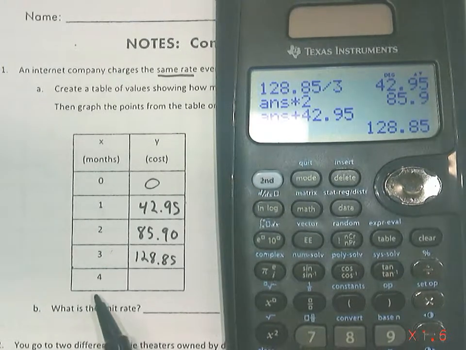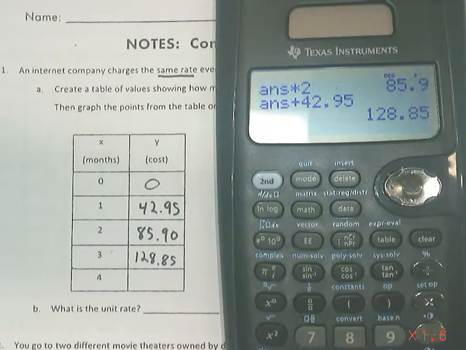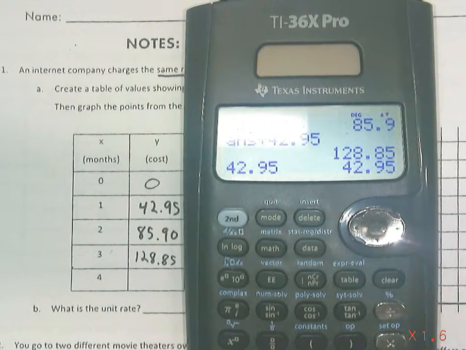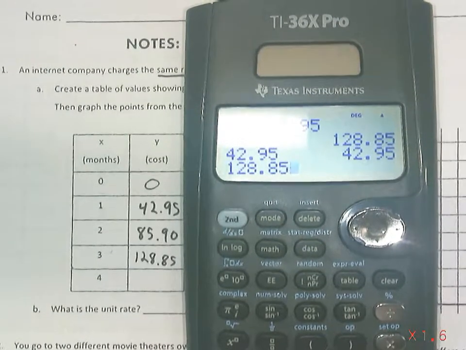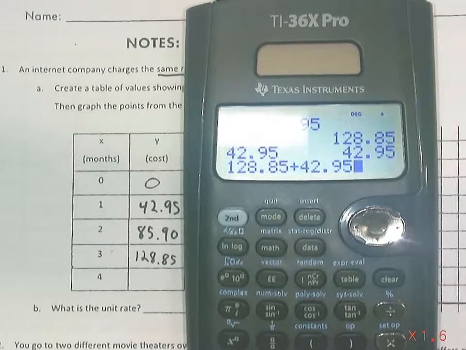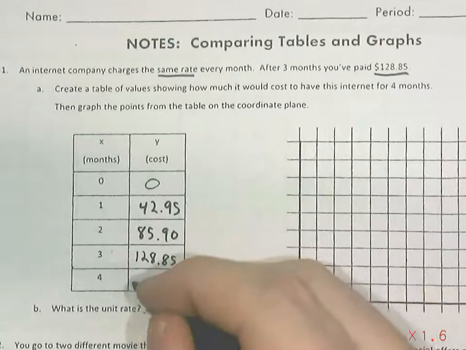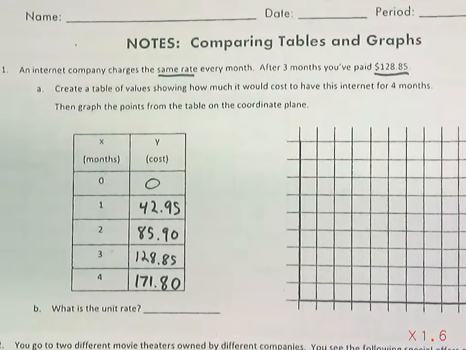Now, if I wanted to see what it would cost at 4 months, I would again add that same rate, 42.95. 128.85 plus 42.95 equals 171.80. So $171.80 would be your cost after 4 months.